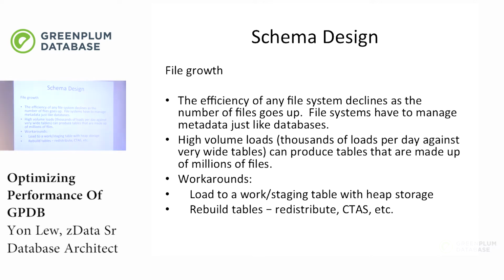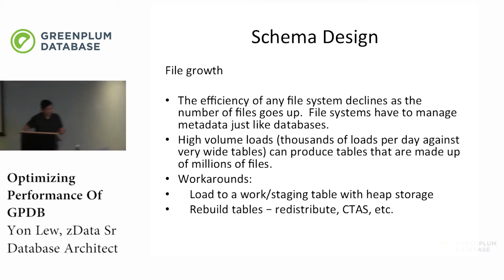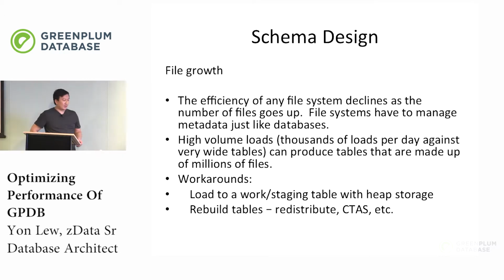Like with databases, the efficiency of any file system is going to decline as the number of files goes up. File systems, like databases, have to manage metadata, and if you have lots of files, you're going to be managing lots of metadata. So it's very possible in the real world for high volume loads to produce tables that are made up of literally millions of files. And of course, with that volume of files, the efficiency of your file system is going to decline very rapidly.